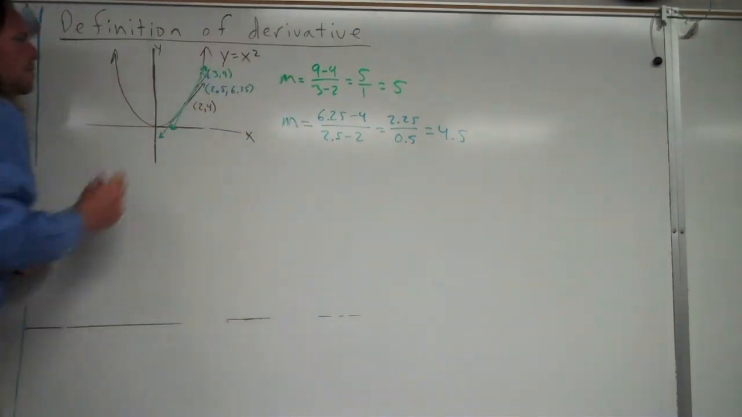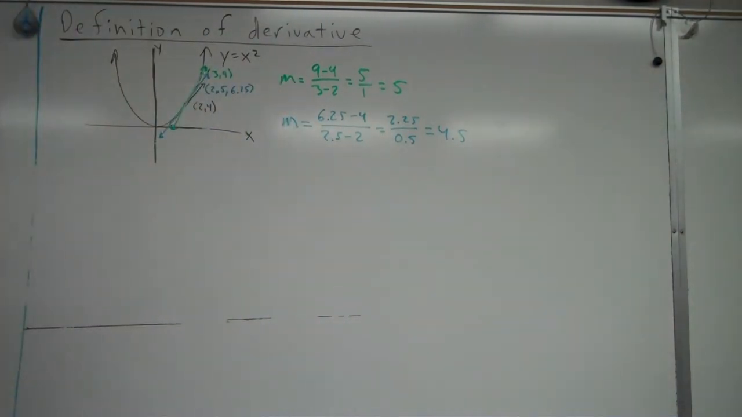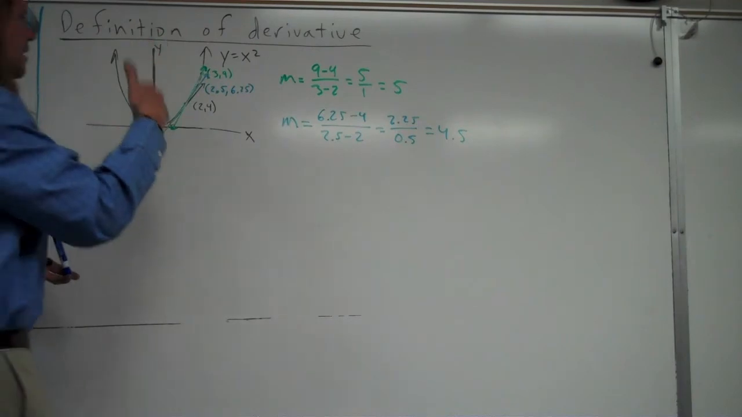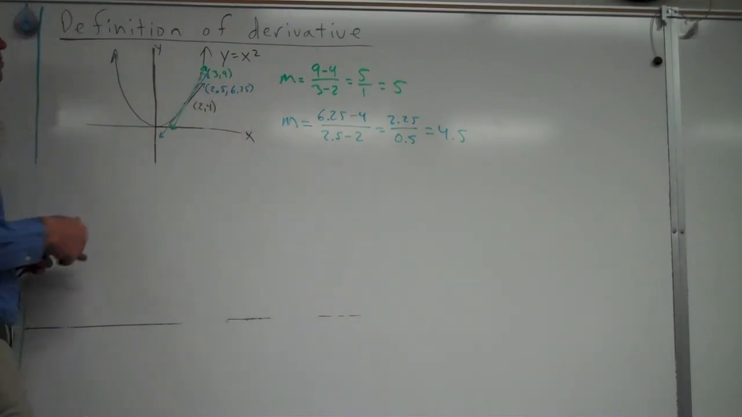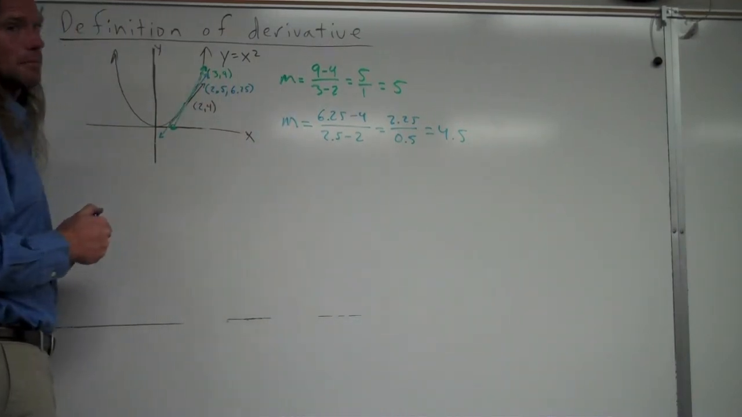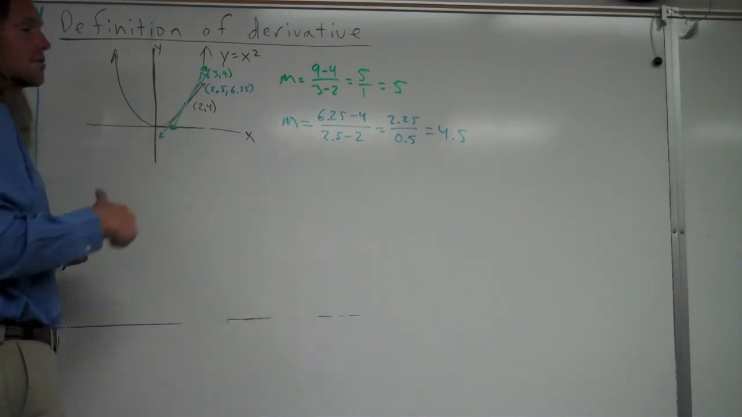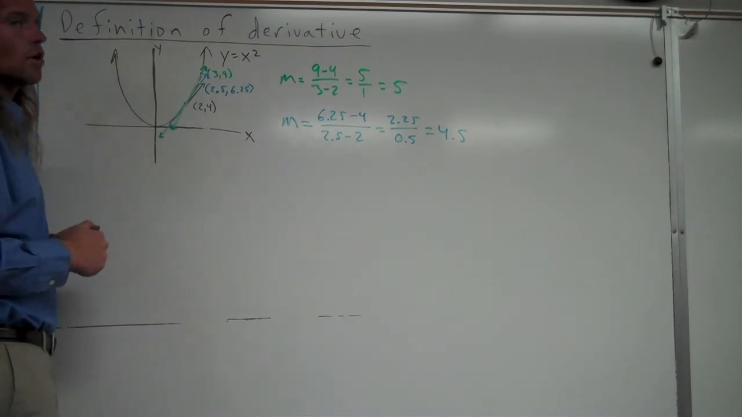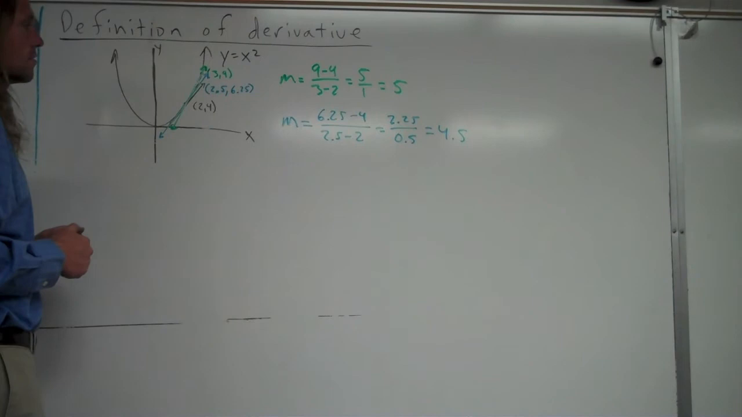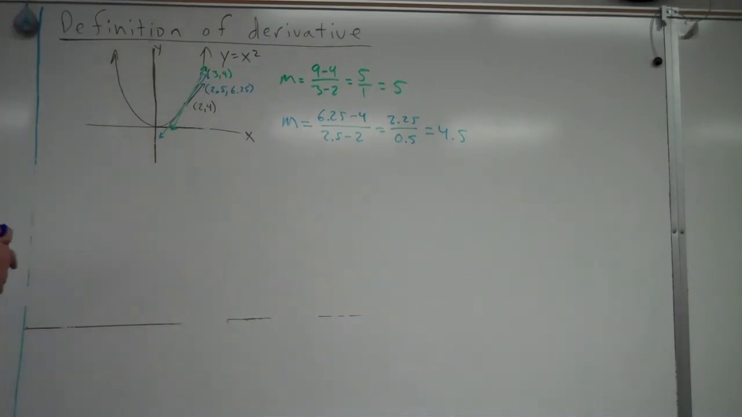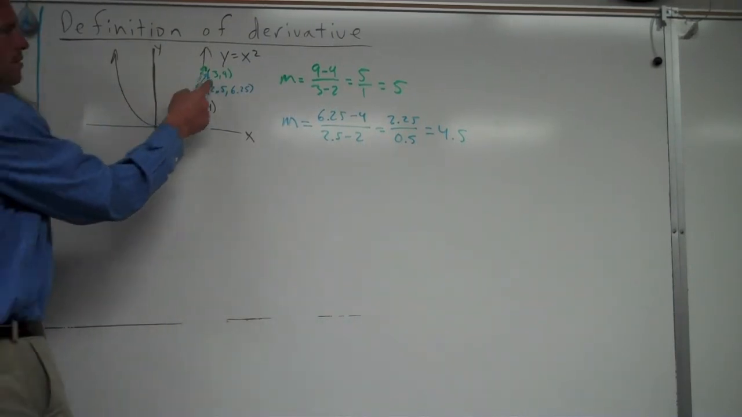So the slope of my blue line is 4.5, so that's a better approximation than the green line. Now, I could keep getting closer, like I could maybe choose a point at 2.1. That would probably be pretty darn close. Or I could even get closer than that and maybe choose a point at 2.01, and that would be very close.